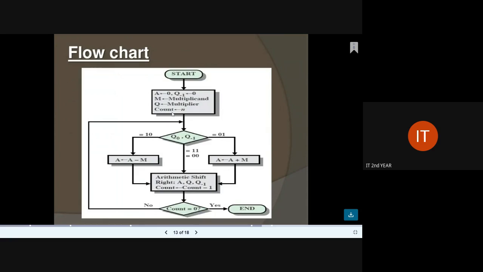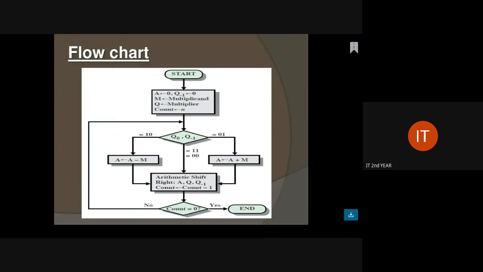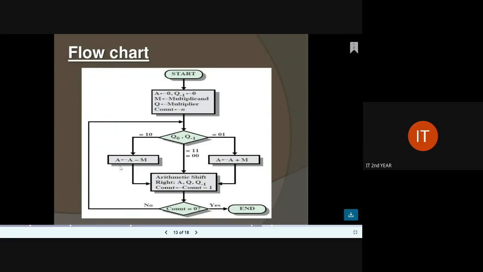Next one is count. We have to add the count value, which acts as a counter for generating each and every iteration. Next we have to look into the Q naught value and Q minus 1. If the Q naught, Q minus 1 value is equal to 10, then we assign A tends to A minus multiplicand. If it is equal to 01, then A tends to A plus multiplicand, that is accumulator plus multiplicand.